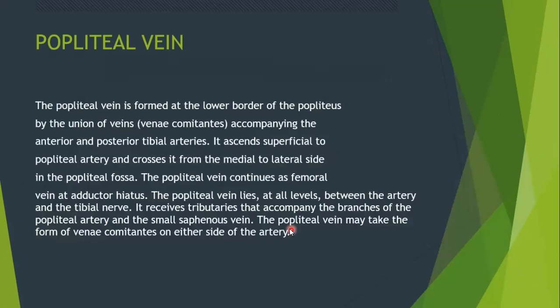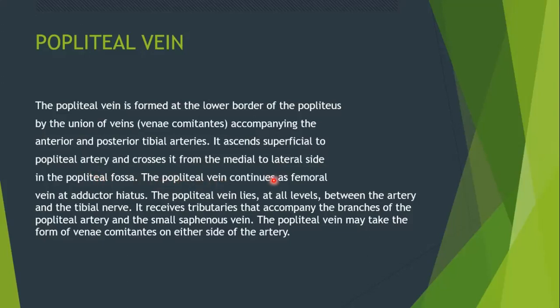Now, popliteal vein. Popliteal vein is formed at the lower border of popliteus by the union of the venae comitantes accompanying the anterior and posterior tibial arteries. Then it usually ascends superficial to the popliteal artery, and it will cross it. At the inferior aspect of the popliteal fossa, it usually lies medial to the artery. So it will cross the artery from medial to lateral. So at the superior aspect of popliteal fossa, it lies lateral to the artery.